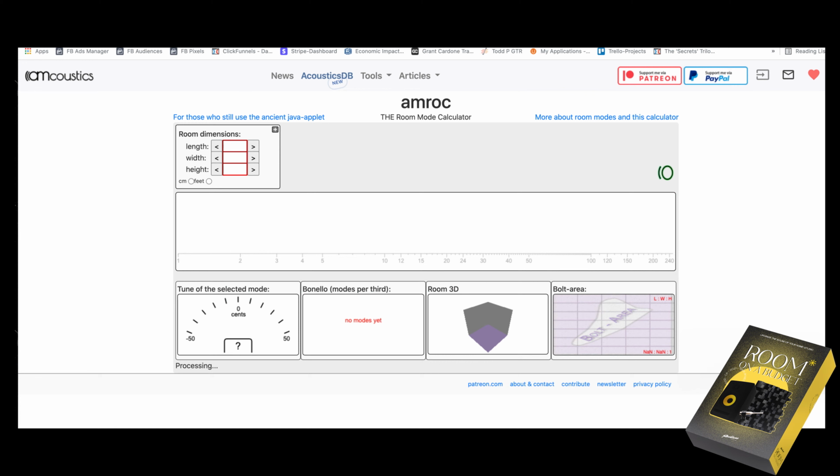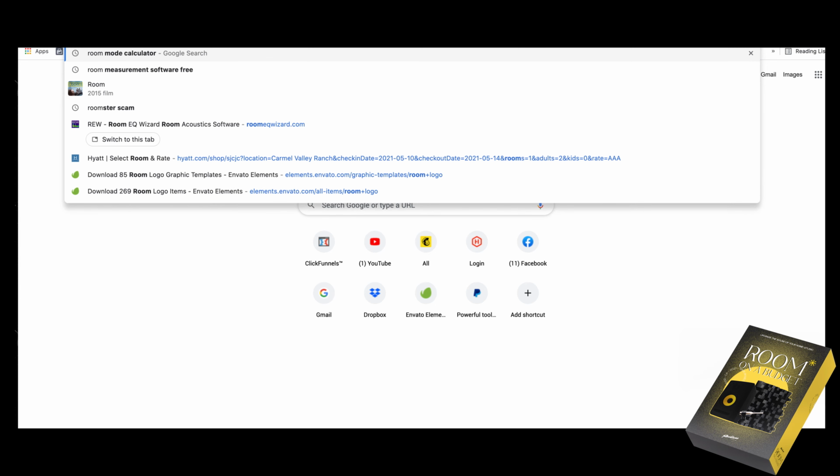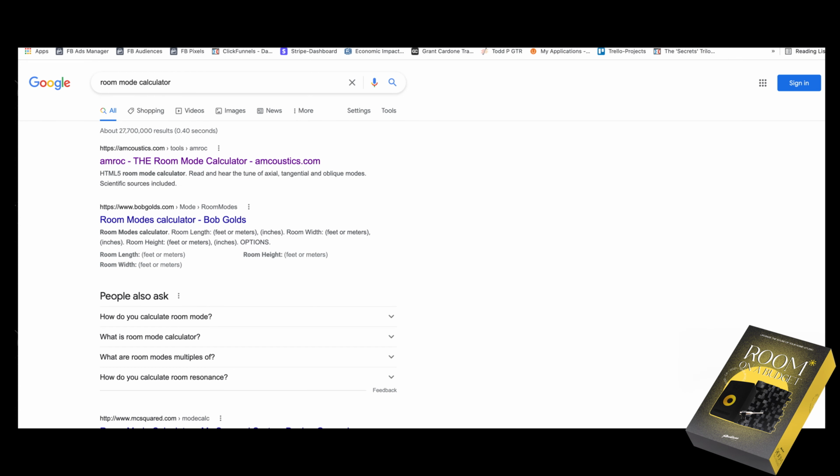All right, so here we are. I just went on to the online site here, which is Room Mode Calculator. You can literally just go to Google and pop that in, Room Mode Calculator. And then it's the first one, AMROC, is what I'm using.